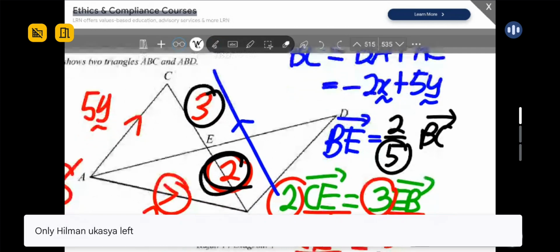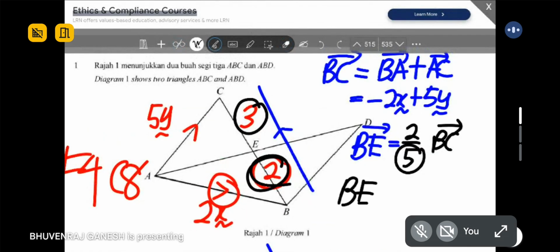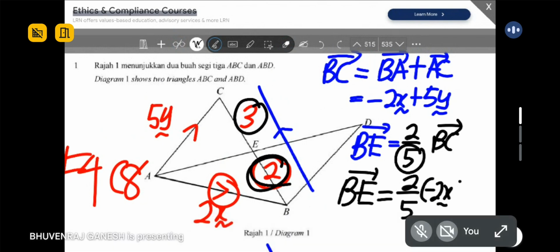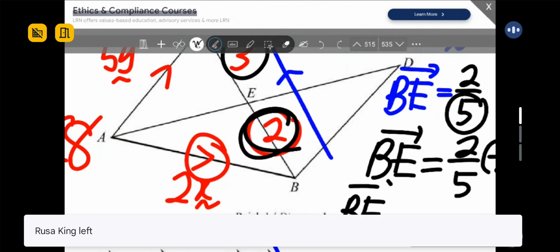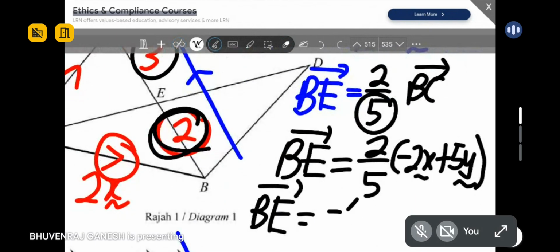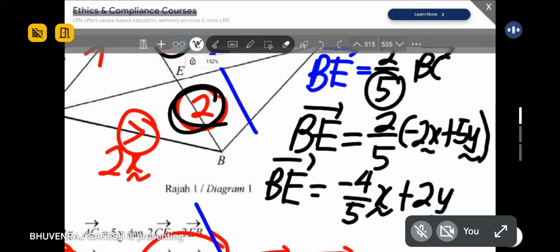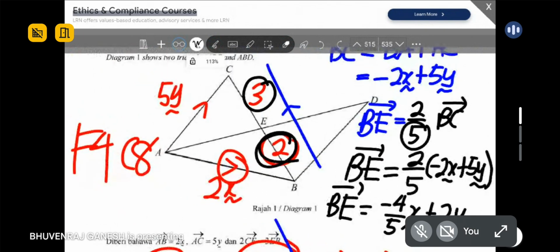All right. And then BC you already have. So you can substitute inside your BC information. Just substitute. So you will have BE equal to 2/5 times negative 2x plus 5y. Something like this. Okay, and then you guys solve the equation. Okay, so BE, what will you get? Based on this thing, you just expand, so you will get plus 2y. Are you clear, guys? Clear how you get the answer? So it's negative 4/5x plus 2y. Okay, that is your BE.